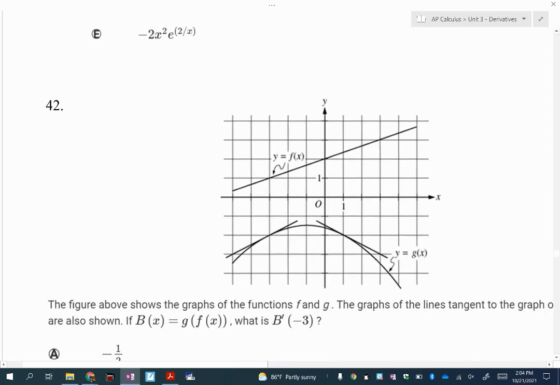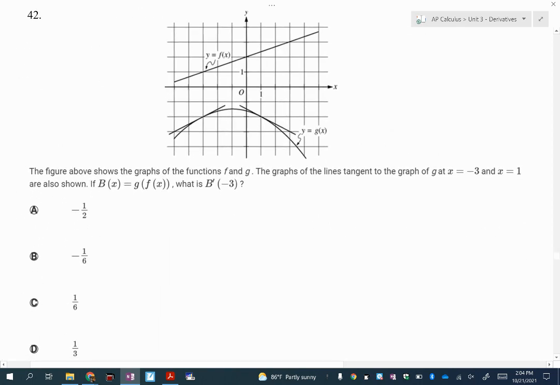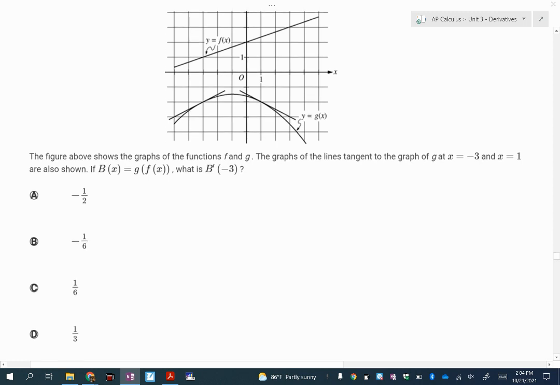Number 42. Now, 42 gives us f of x and g of x, and it even gives us the graphs of lines tangent to the graph of g at x equals negative 3 and x equals 1. So it's asking if b of x is the composition of g of f of x, what is b prime of a number, which they're using negative 3 for that number. So let's first just talk about how to find the derivative of b of x.